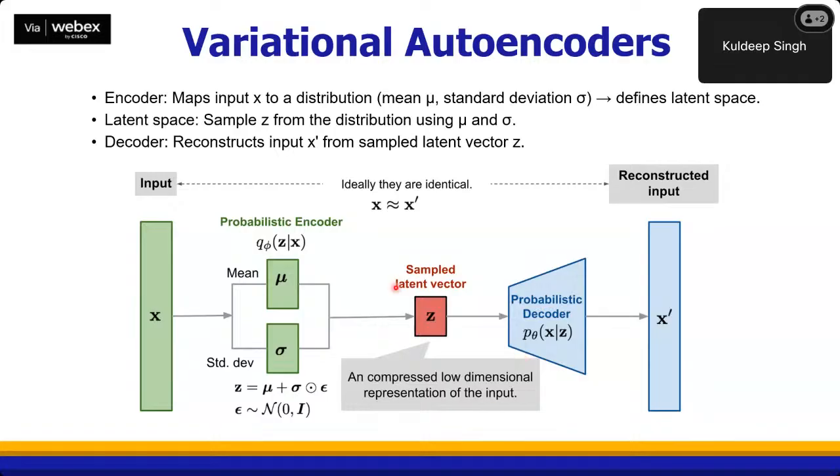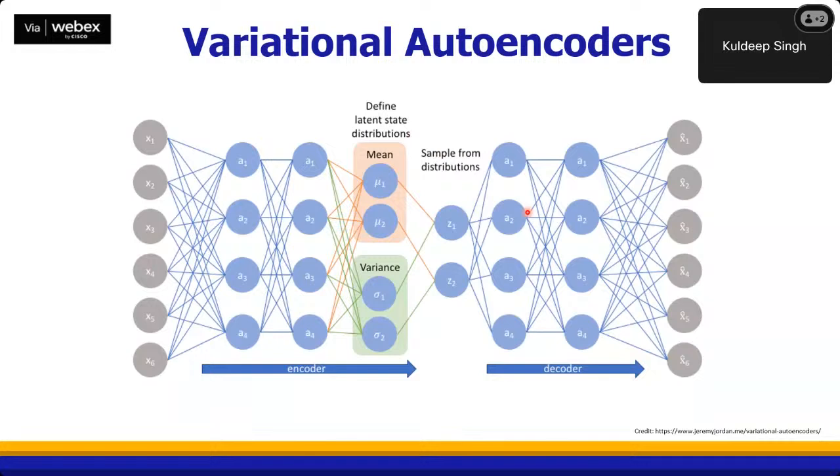The encoder maps the input X to a distribution. Then we sample the latent space Z from the distribution using mu, the mean, and the variance, and then the decoder reconstructs this input X dash or X cap from this sampled latent vector Z. So basically, the idea here is that rather than directly outputting the values for the latent state variables as in a standard autoencoder, the encoder model of a variational autoencoder will output the parameters of these distributions for each dimension of the latent space. That is important here.